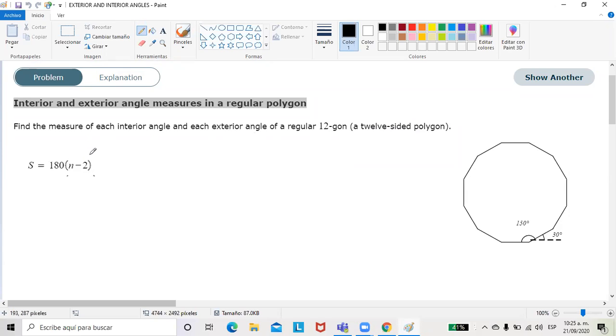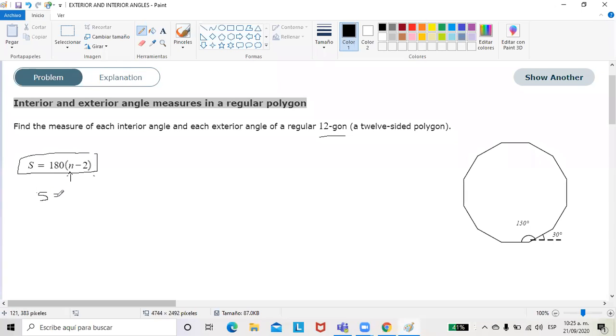So we have a formula. The sum of the angles is equal to 180 multiplied by n minus 2. n is the number of sides of the polygon. In this case, n must be 12 because we have a 12-gon. If it's a 12-gon, it has 12 sides. So to find the measure of each interior angle, we need to know the sum of all the angles.